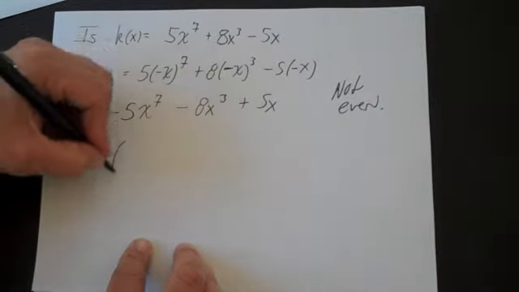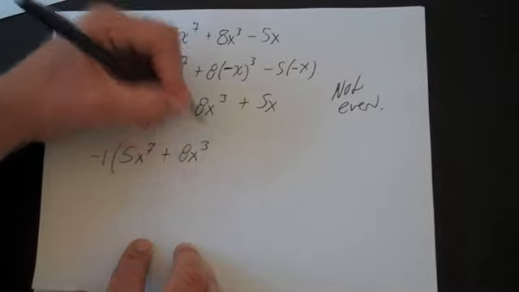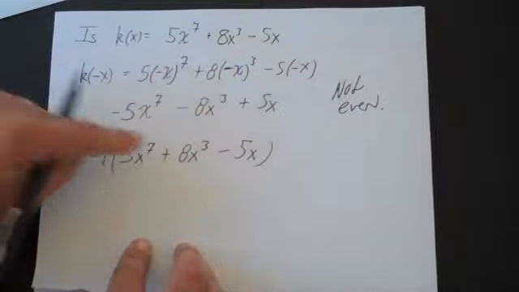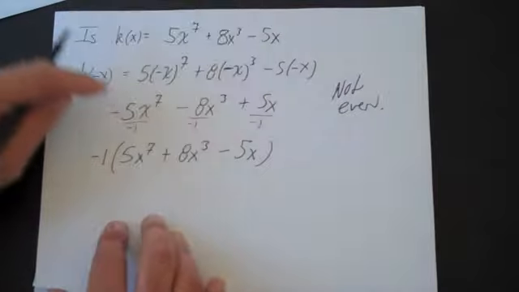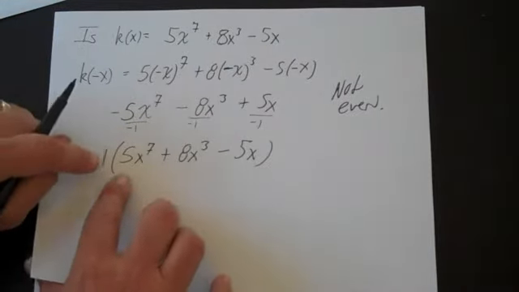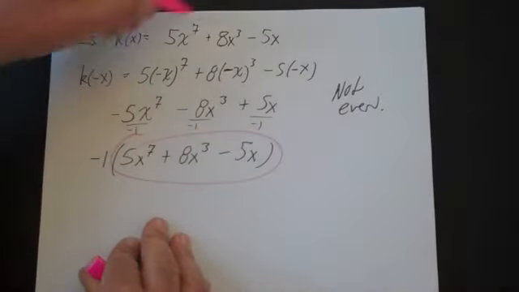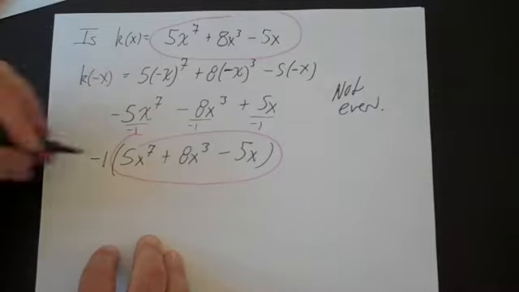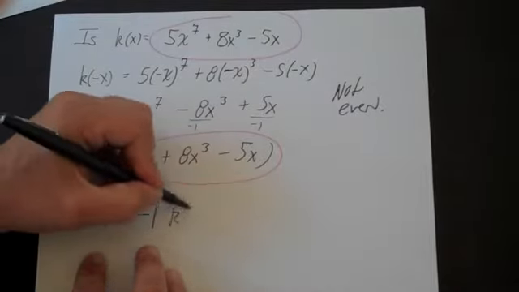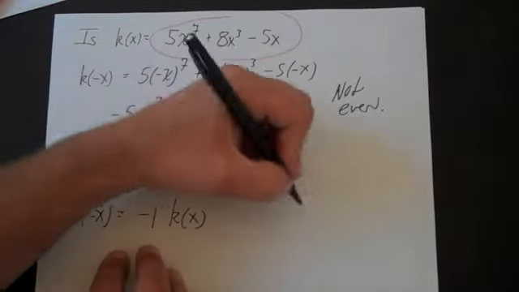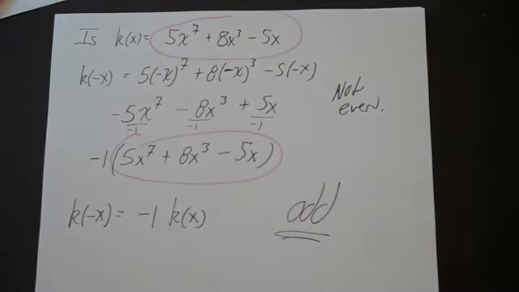Next step, factor a minus 1 out. You get minus 1 times 5x to the 7th plus 8x to the 3rd minus 5x. What do we do here? We factored a minus 1 out, so we divided everything by minus 1. So everything changes signs. Now, is this exactly what we started with? It is. In other words, k of minus x is equal to minus 1 times k of x. And that's the definition of odd, so this is an odd function. And that's how you determine if functions are even, odd, or neither.